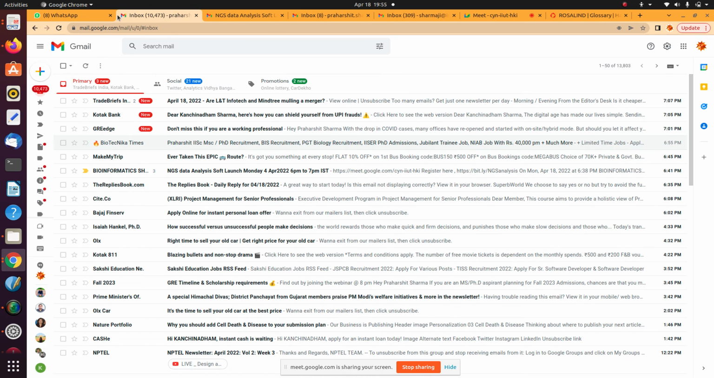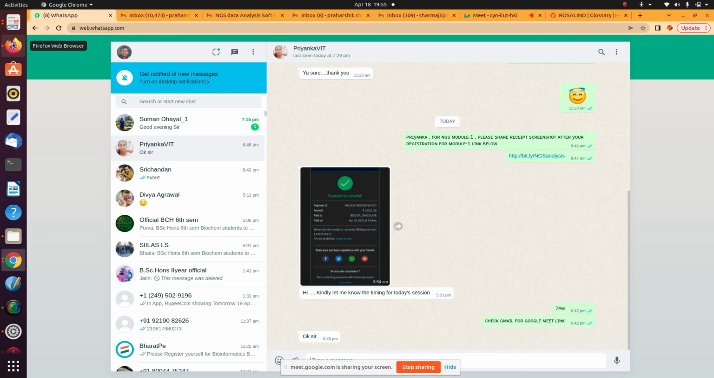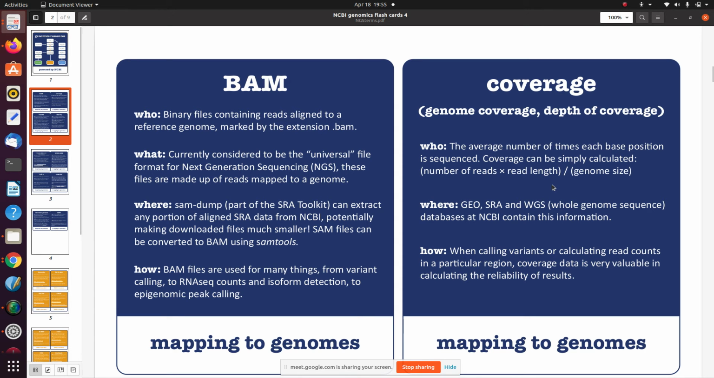we will go back to these 4 definitions we saw. Is coverage clear now? Yes, clear. According to the definition, it is the average number of times each base position is sequenced.